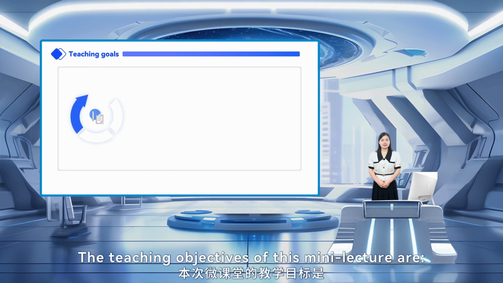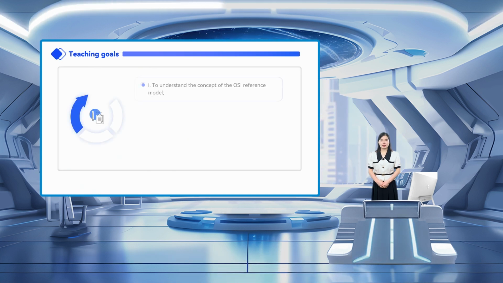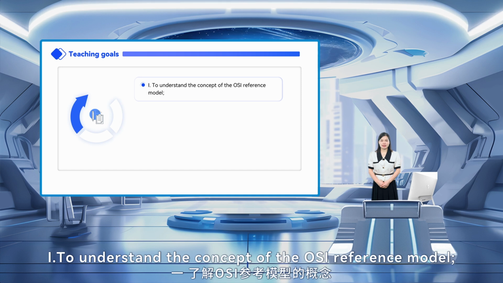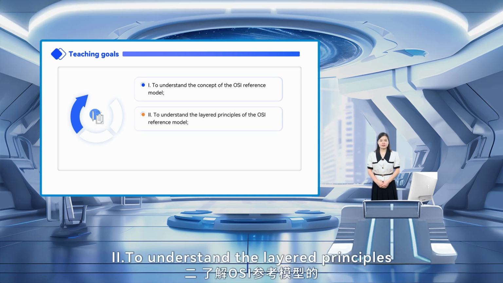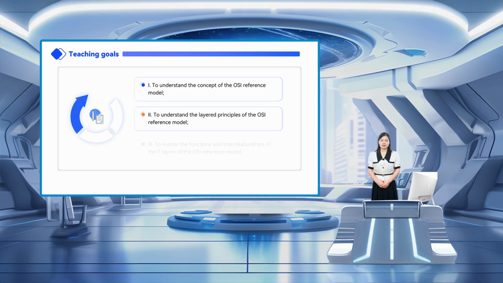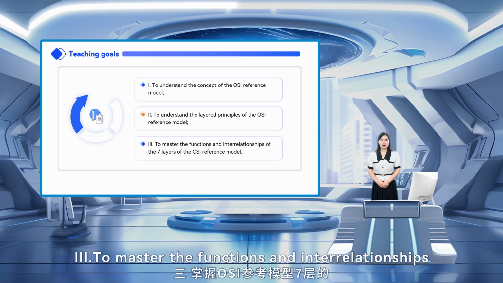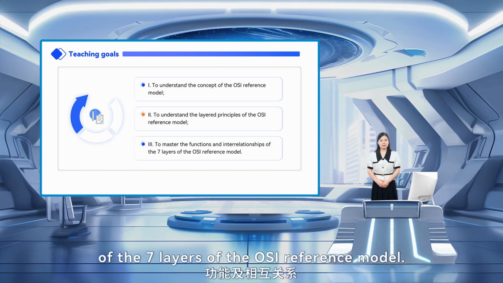The teaching objectives of this mini lecture are: 1. To understand the concept of the OSI Reference Model. 2. To understand the layered principles of the OSI Reference Model. 3. To master the functions and interrelationships of the 7 layers of the OSI Reference Model.